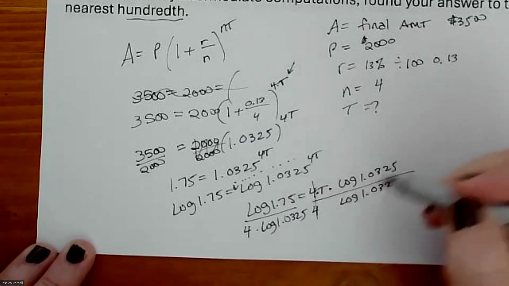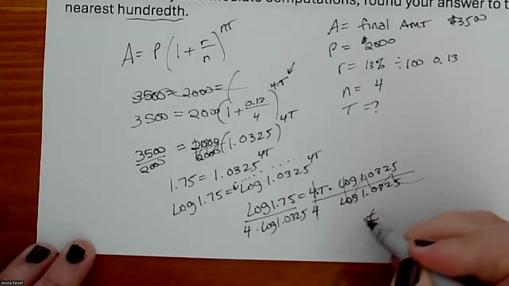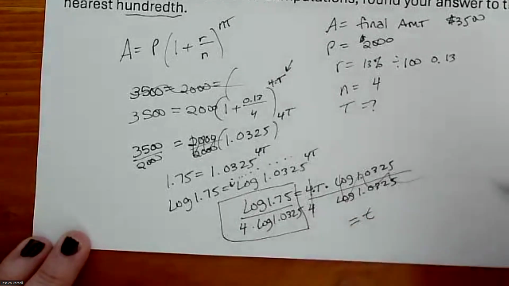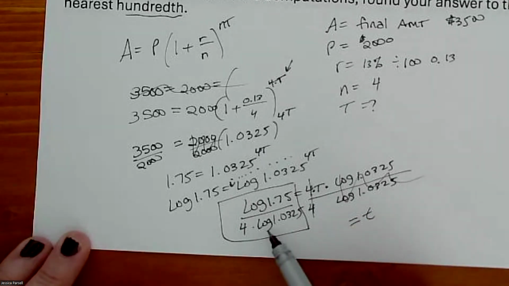What does that do for us? Get rid of this, gets rid of this, leaving us t is equal to whatever the log of 1.75 divided by 4 times the log of 1.0325 is.